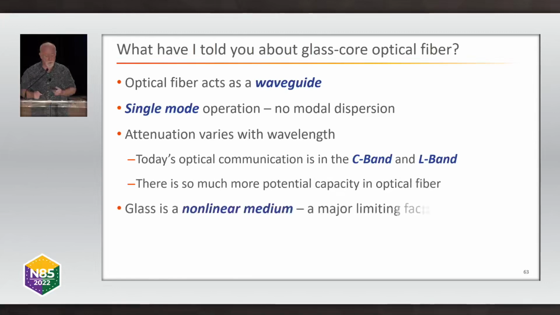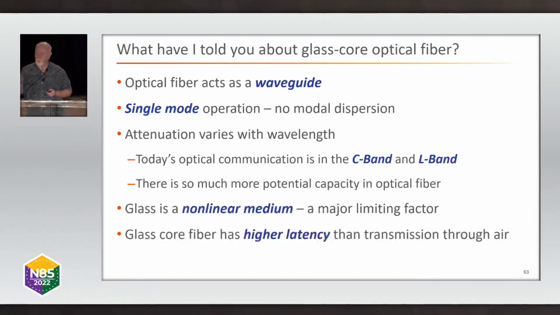Glass is a nonlinear medium, which is also a limiting factor because that limits the optical power you can put into the fiber. If we could transmit at higher power levels, we could go further and at higher data rates. Glass core fiber has a higher latency than transmission through air because glass has a refractive index of about 1.5. Air is very close to 1. It's almost the same as a vacuum.